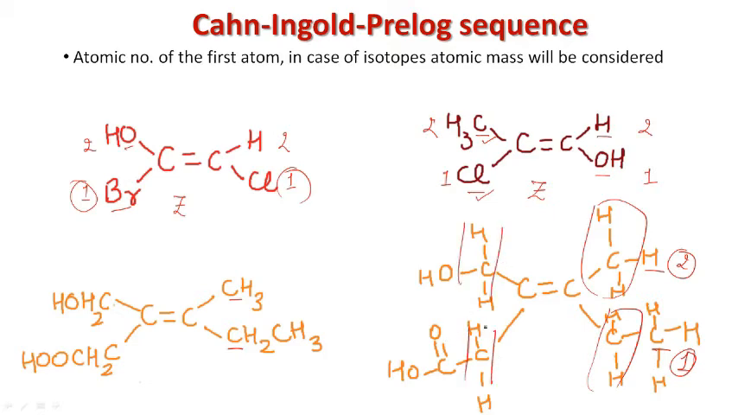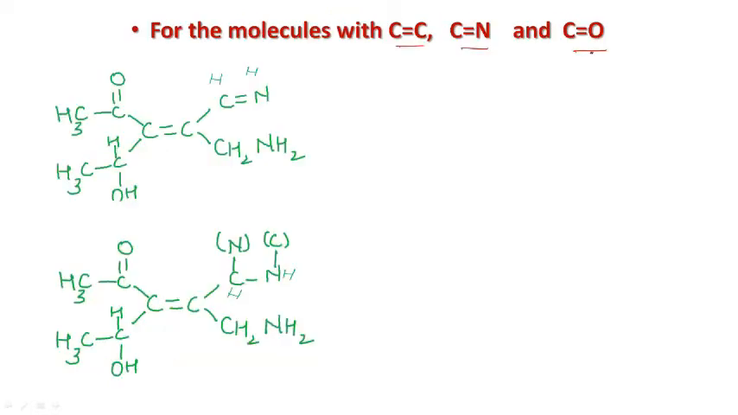CH2, so both are same and this oxygen is attached to this carbon, here carbon is attached to this carbon, therefore this oxygen is having more priority than this carbon, so this whole group is given number 1 priority and this is given number 2 priority. In this case same priority groups are on different sides, therefore this is designated as E.